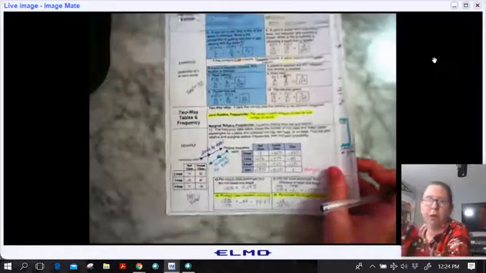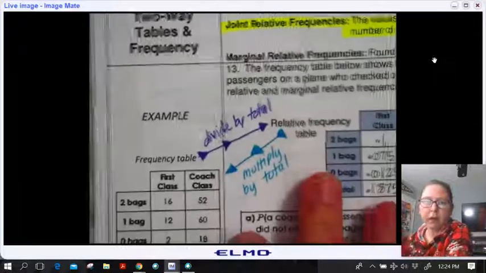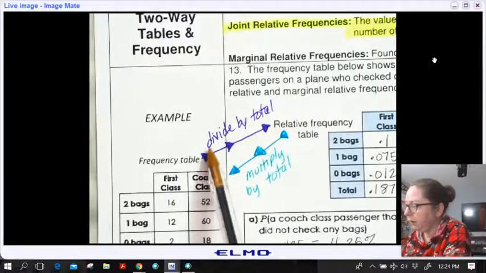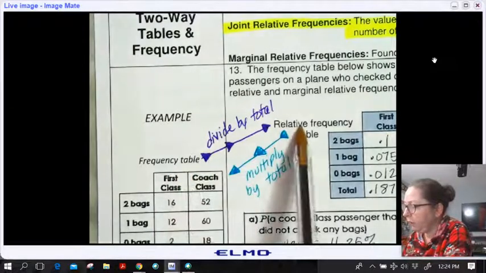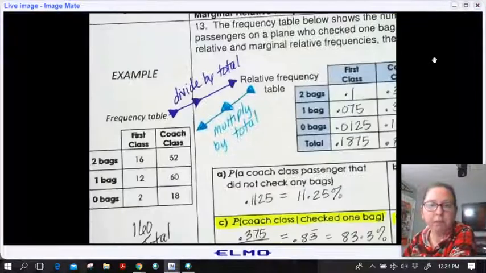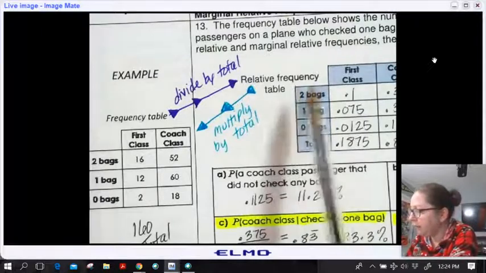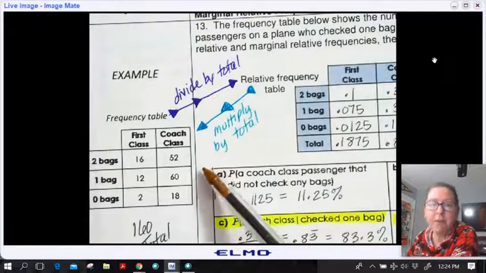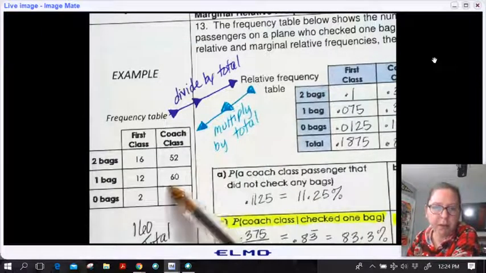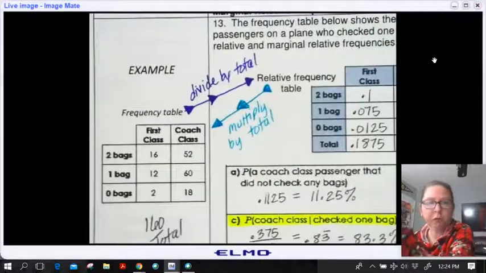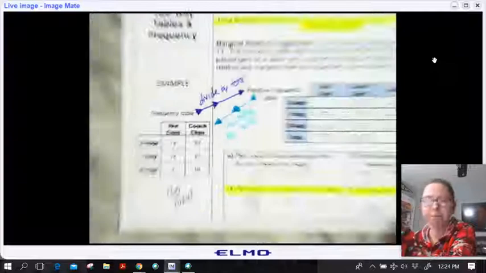Okay. Now I do want to just kind of point out one more thing. I almost forgot. I have purple arrows going from frequency to relative frequency. To get frequency into a relative frequency, we divide by the total. If we want to go backwards, say I already have a frequency table and they want me to say how many passengers exactly that might have been, then I would need to multiply by the total to get back to here. Okay? So you can go back and forth between frequency and relative frequency.